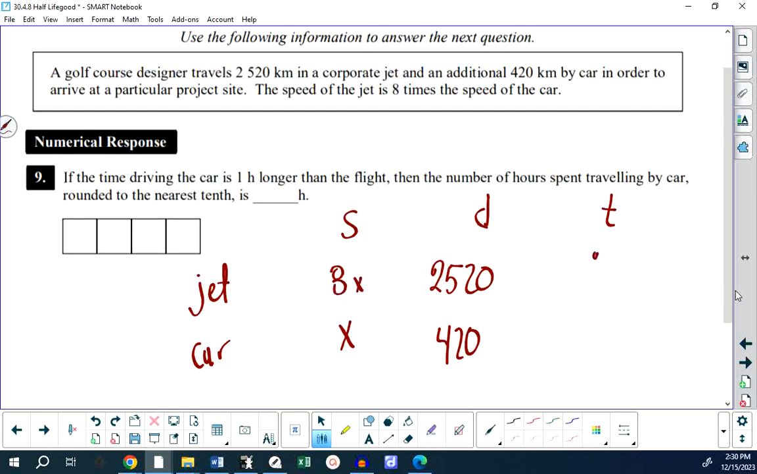I think, Abby, you're fine with this idea that time is distance over speed. So this will be 2520 over 8x. I'm really hopeful that 8 divides into 2520. And we always want to look at that. Don't get carried away and build a big equation and solve it, because it could simplify. 350. So this is going to be 350 over x. 315? 315 over x. But we'll take care of that in a second. And this is going to be 420 over x.